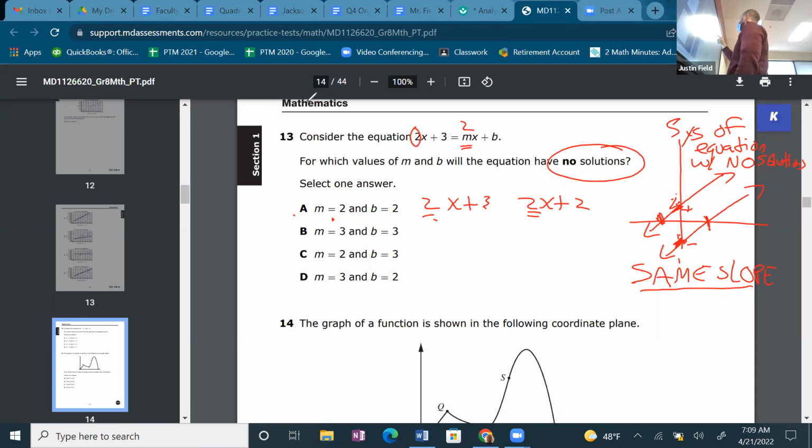Same slope, no solution. What about this one? It'd be 2x plus 3 and 3x plus something, so no, but this one would be 2x plus 3. So you might be saying, why does C not work? What do you notice about C? It's the exact same thing. Oh, it's infinite. Yeah, very good. When it's the exact same thing, that's actually called infinite solutions.